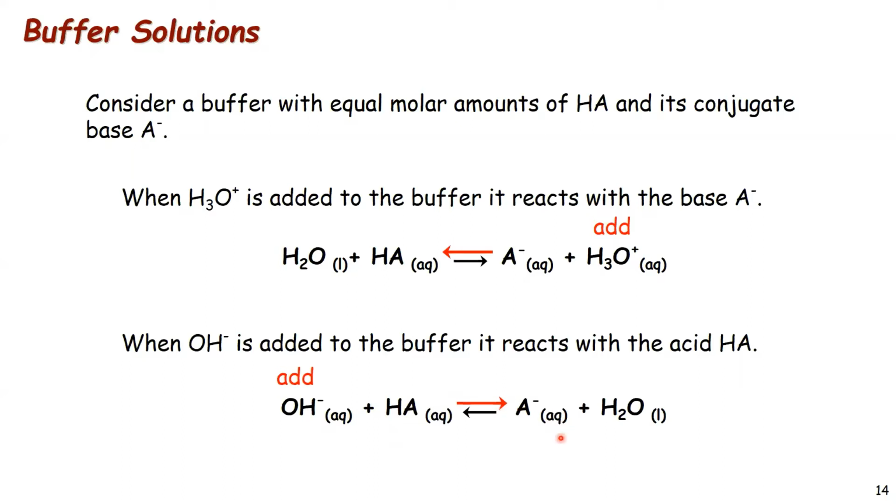So that's all a buffer is: a common ion effect between an acid and its conjugate base. You can see how it's preventing either the hydronium ion concentration or the hydroxide ion concentration from changing. And of course, we know that the hydronium and hydroxide ion concentrations are related to one another through the self-ionization of water.